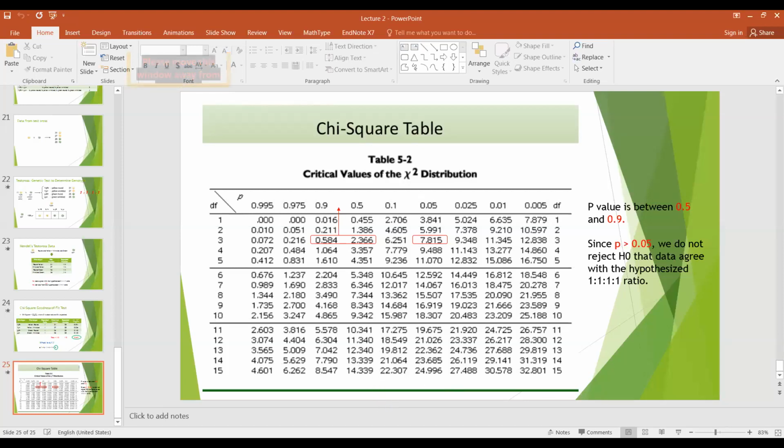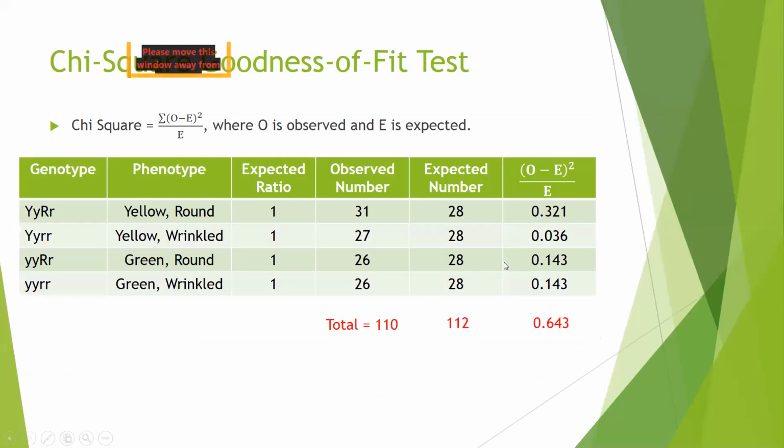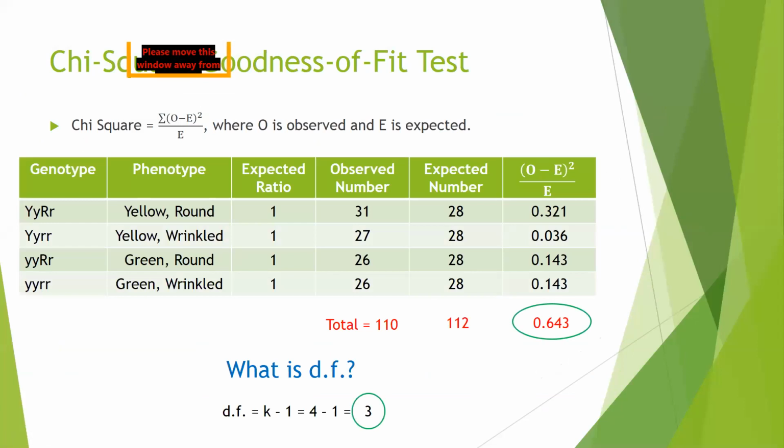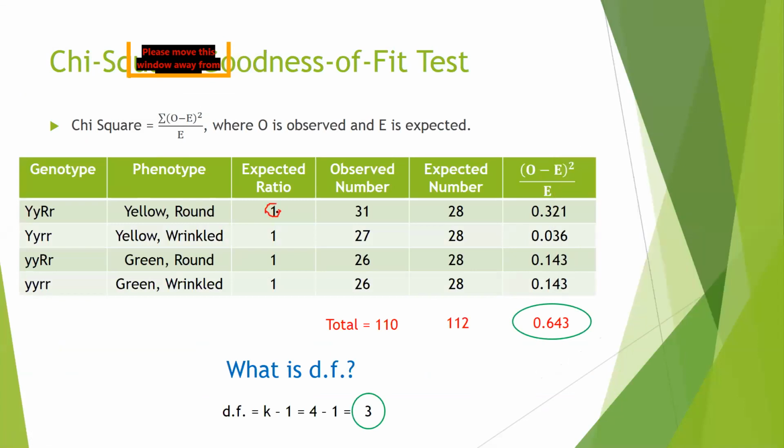I'm sorry, Professor. In slide 24. 24, yes. You said 110 multiplied by 1 is going to equal 28. Oh, sorry. Because we cannot use the ratio here. We need to use the expected fraction. So the sum of these equals 4, right? So the expected fraction should be 1/4.